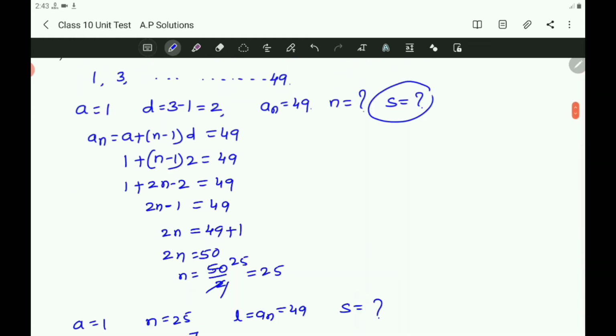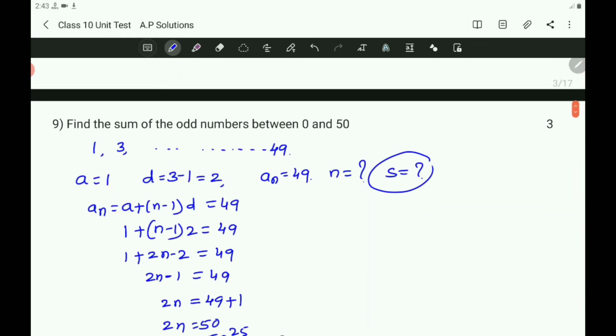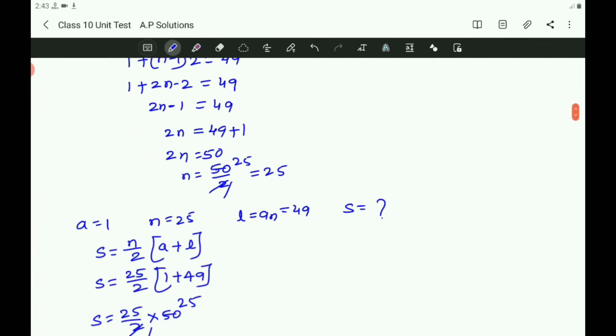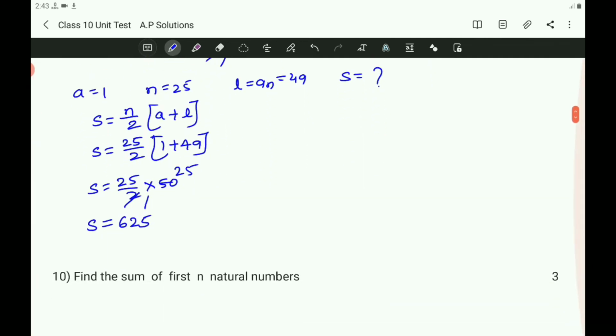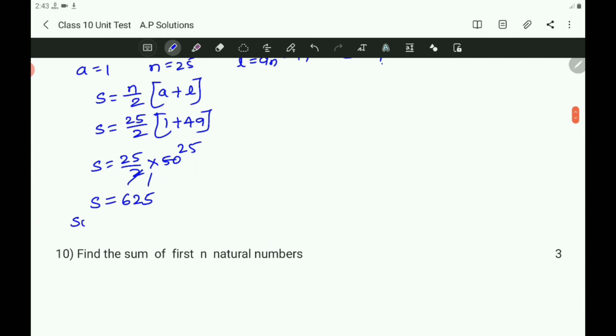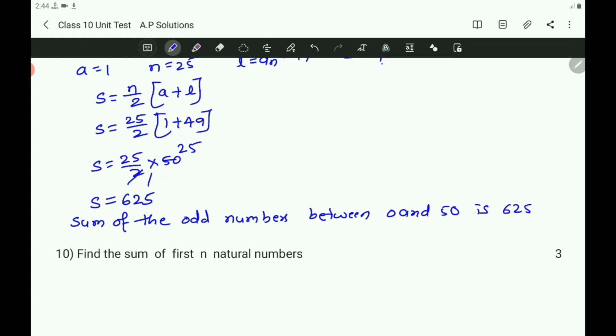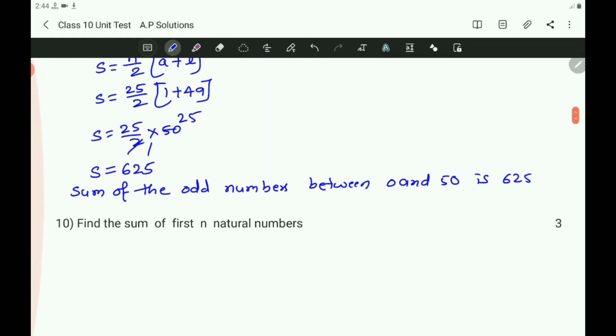Then according to the question, what is the sum of the odd numbers between 0 and 50? So you write: the sum of the odd numbers between 0 and 50 is 625.